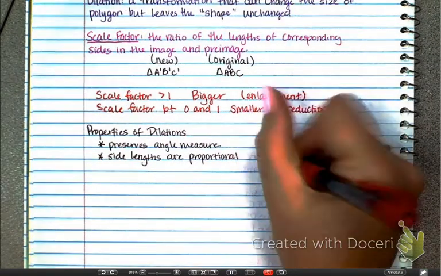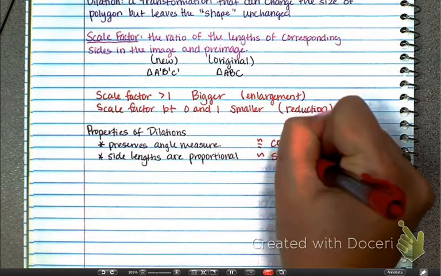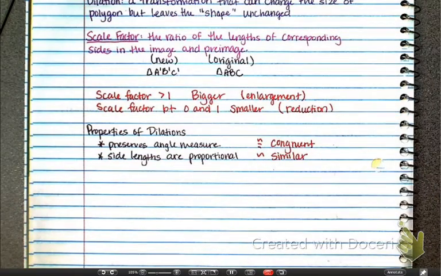Nice. Similar. Okay, all sides are going to be similar. They're not the same. They're similar to each other because they are proportional. So these two properties are going to be the biggest ones, the ones that we're going to focus on the most. But I do want to mention a third one.